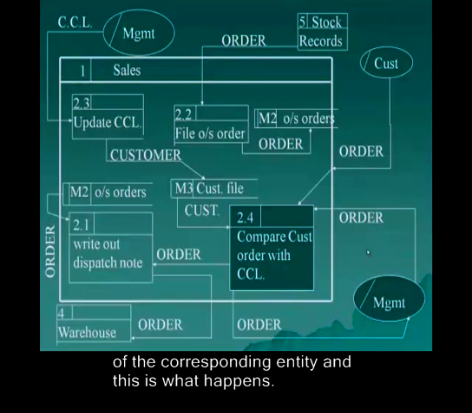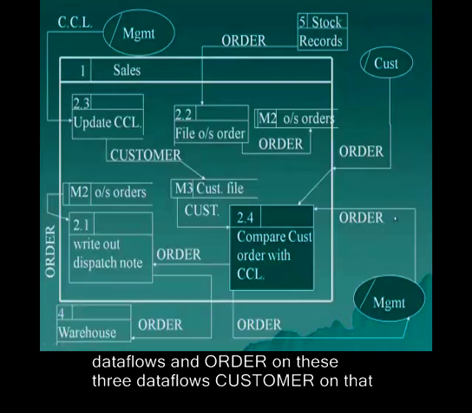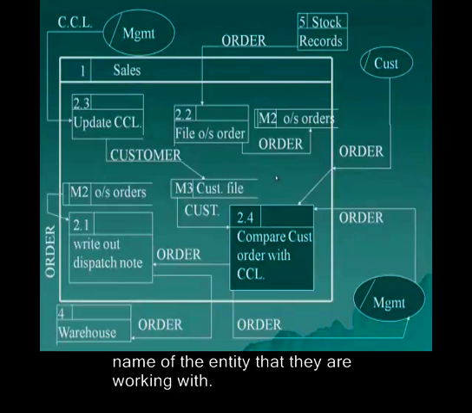So we have the order entity on this data flow, customer on this data flow, order on these two data flows, and order on these three data flows, customer on that data flow. So it's a very simple task. Just replace the name on the data flow with the name of the entity that they're working with.